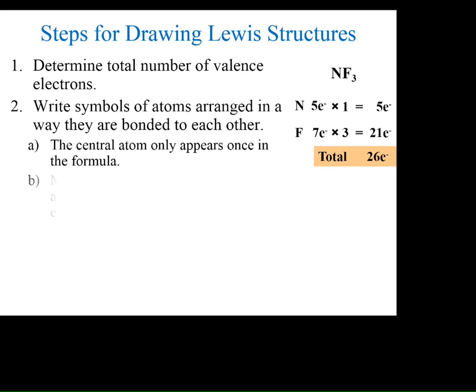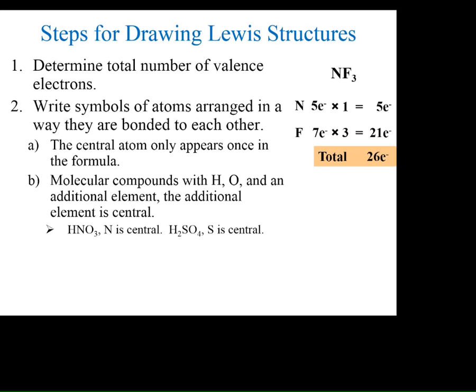Okay, rule 2B says, if you have a compound with hydrogen, oxygen, and some other element, then that other element is the center atom. So let's say it was HNO3. Oh, that's got hydrogen, oxygen, and nitrogen, so the nitrogen's the center. H2SO4: hydrogen, oxygen, and sulfur, so the sulfur's in the center. So if you have a compound that's hydrogen, oxygen, and X, X is the center. So that's the 2B subrule.